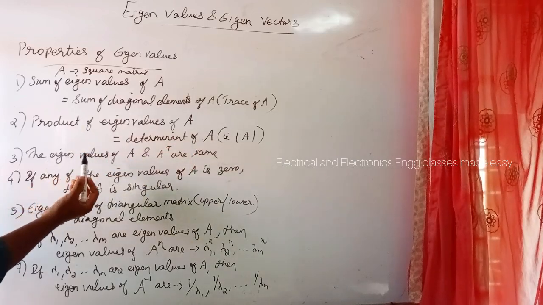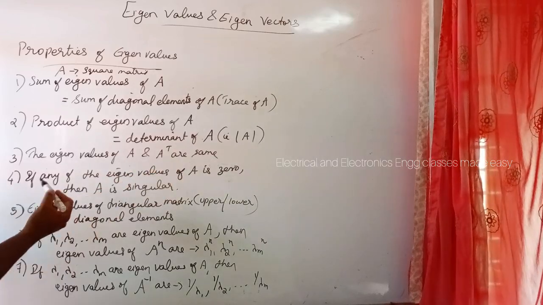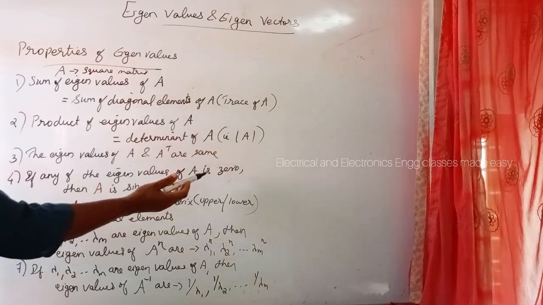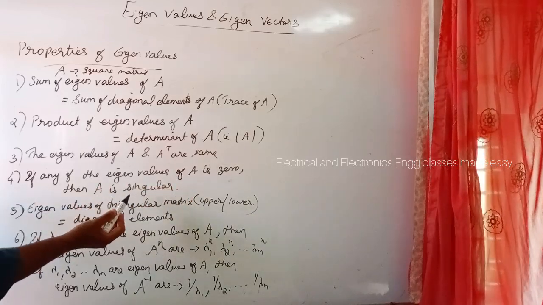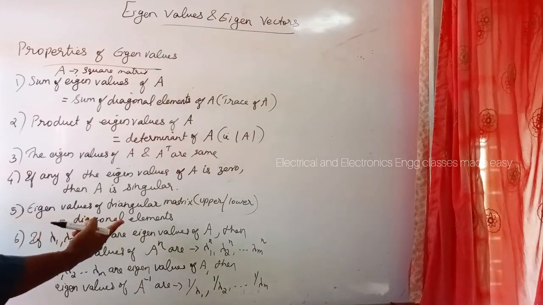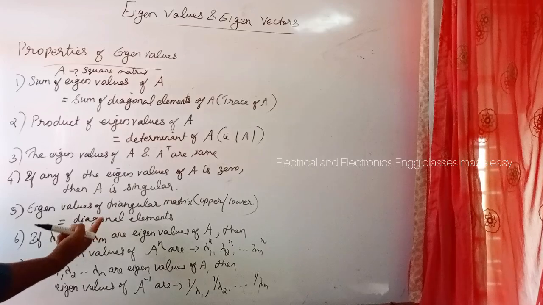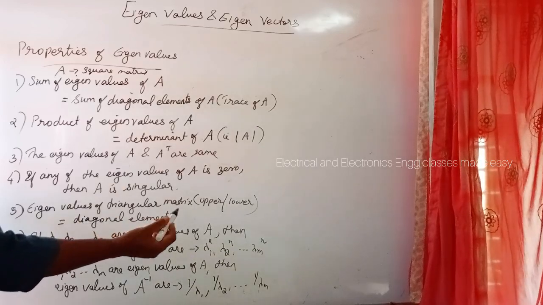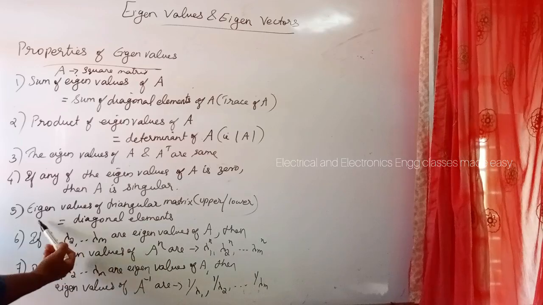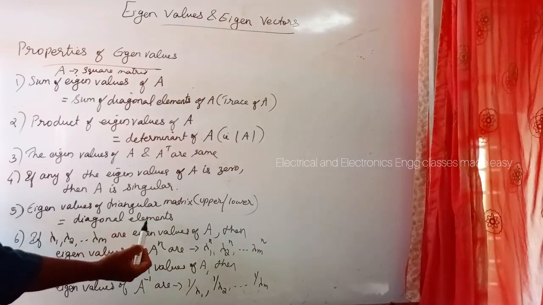Then the eigenvalues of A and A transpose are the same. The fourth one is, if any of the eigenvalues of A is 0, then A is singular. The fifth one, the eigenvalues of a triangular matrix are equal to the diagonal elements. Whether it is upper triangular or lower triangular, the eigenvalues of a triangular matrix are equal to the diagonal elements.